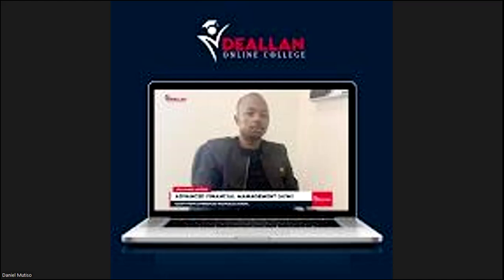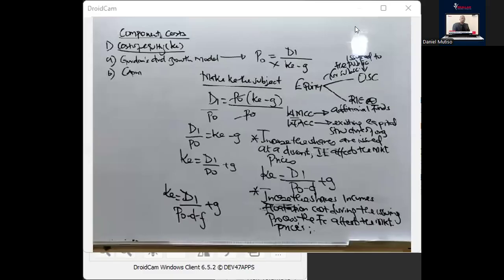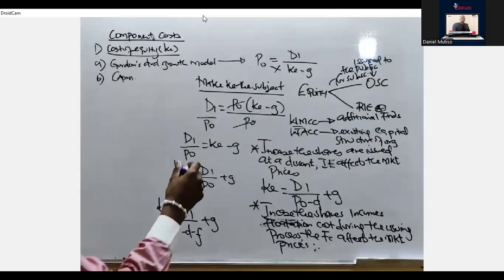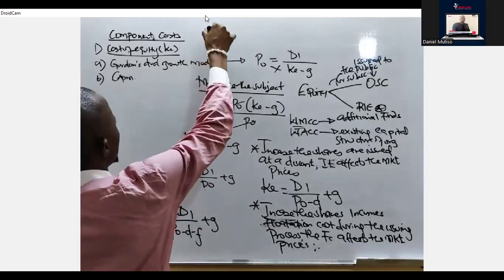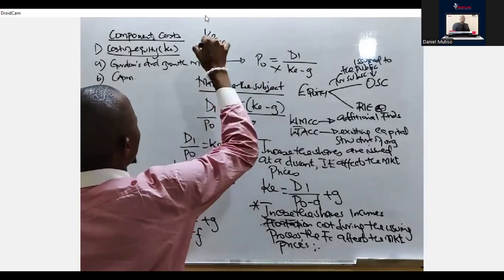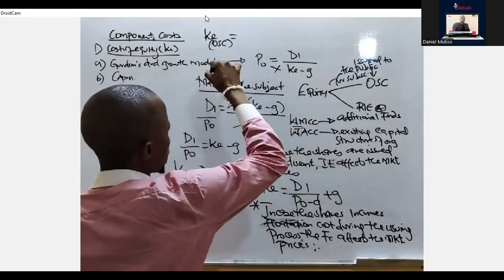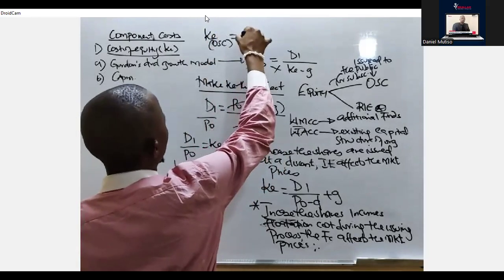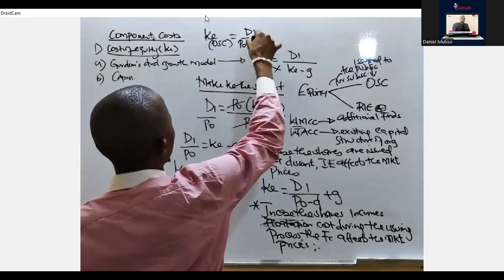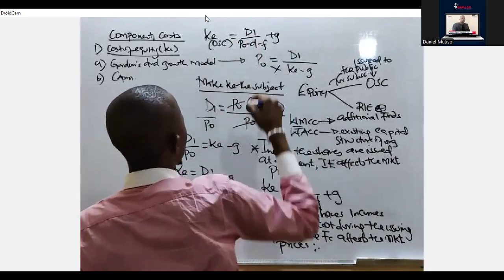So where were we? I was discussing a very simple concept here. During the computation of the two, when you are calculating the cost of equity of the ordinary share capital, we normally take what? We normally take D1 over PO minus D minus F plus G, right?